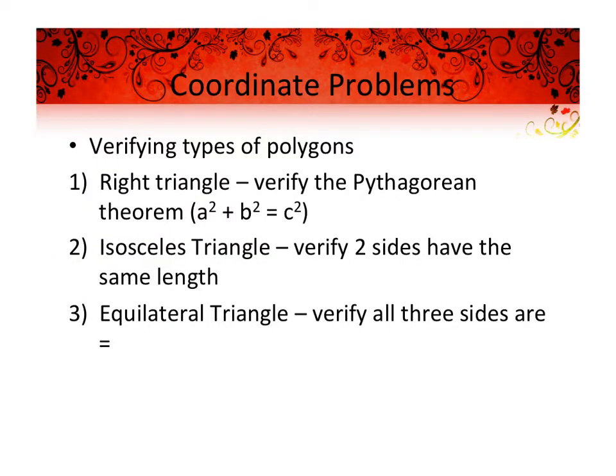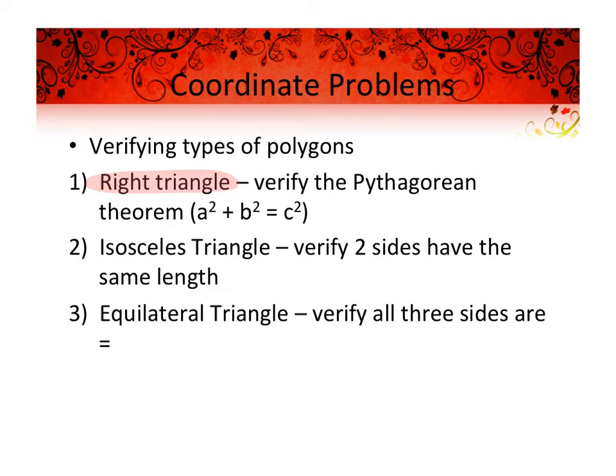Okay, now coordinate problems. So what's the application of that stuff again? One way is to verify types of polygons. So if I told you that something's a triangle and I wanted you to verify it was a specific type of triangle, you can get one of these 3 cases. If it said to verify that the triangle was a right triangle, then I want to show that the side lengths fulfill a squared plus b squared equals c squared, or the Pythagorean theorem.